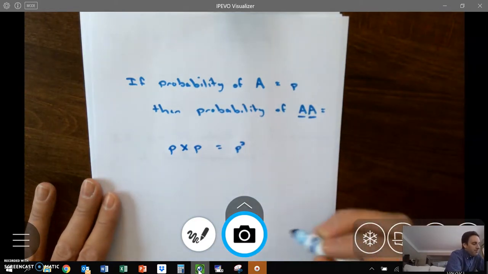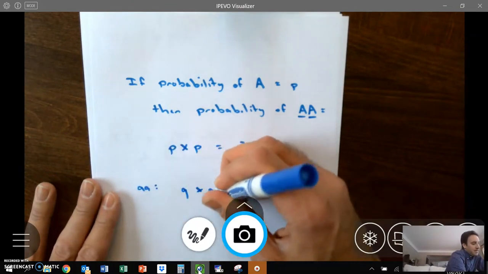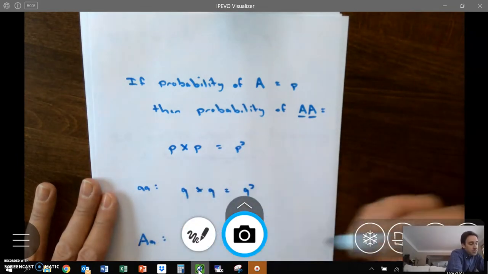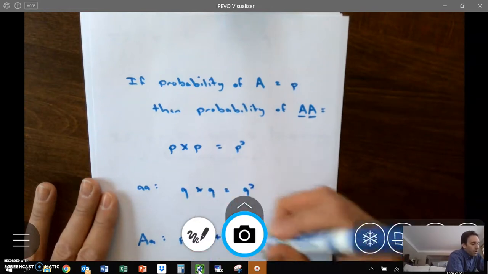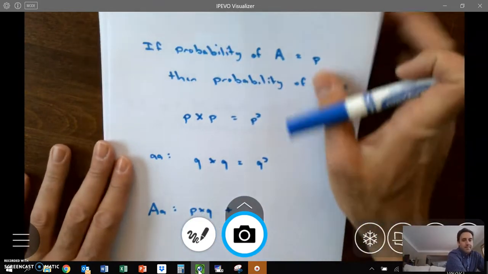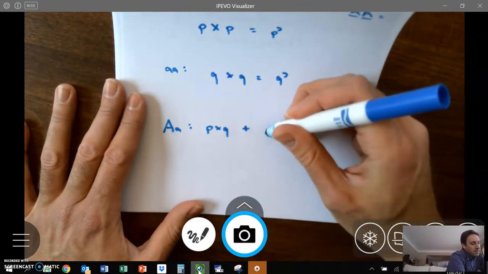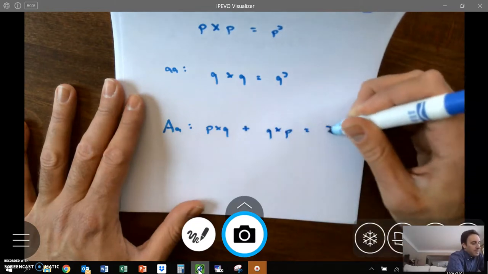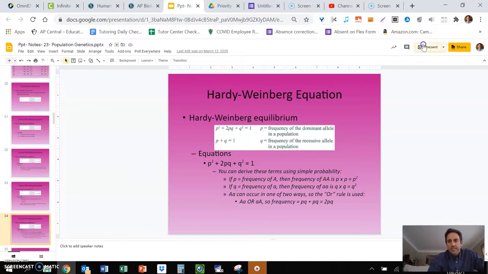And you can repeat that for the others. So the probability of little a and little a is going to be q and q, which is going to equal q squared. And then for big A, little a, there are actually 2 ways. You could have a p and a q, or it could be the other way, the little a and the big A. And so that is going to equal 2pq. So those terms sort of derive themselves based on some pretty fundamental concepts.